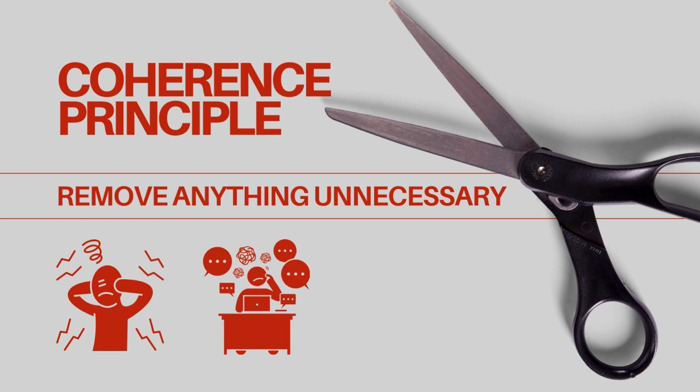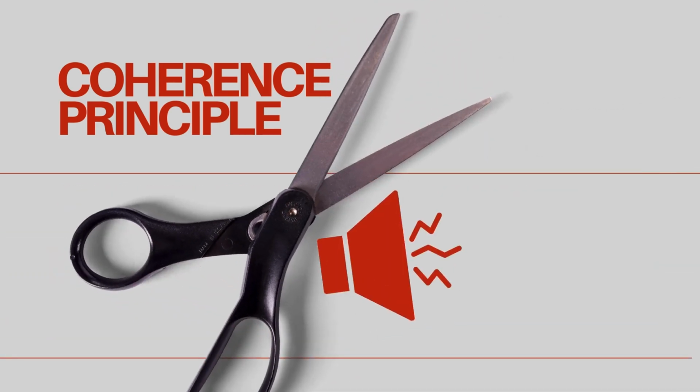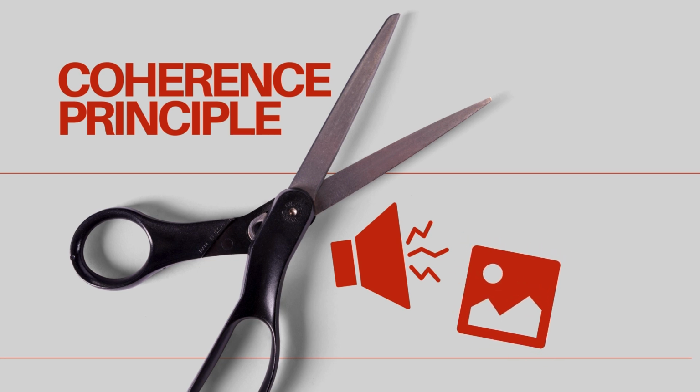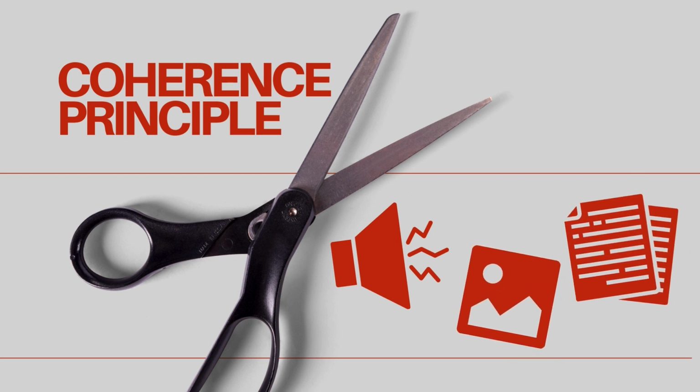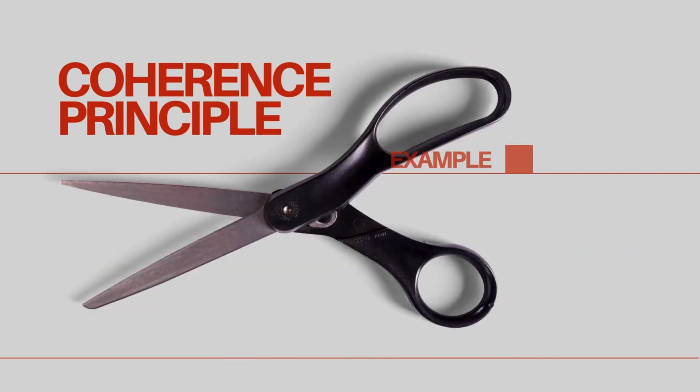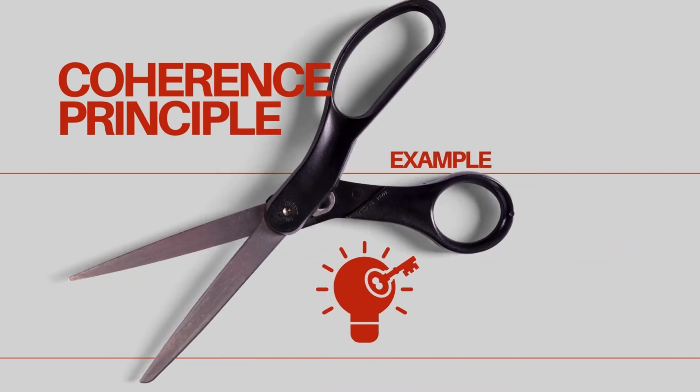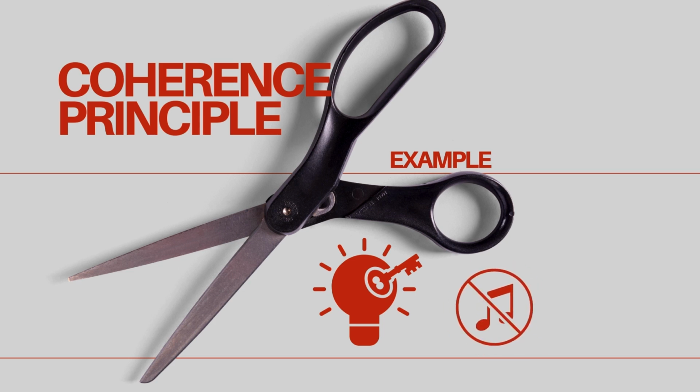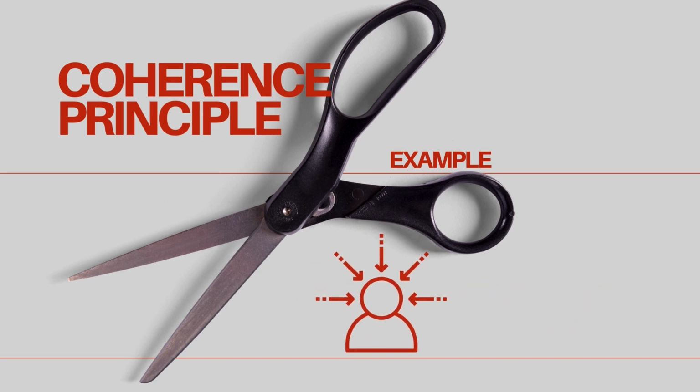Coherence Principle. This principle states that we must remove any content that doesn't directly support learning. This includes background music, decorative images, or excessive explanations that may distract learners. Example: a teacher uses only key points and visuals to explain the geological timeline, no funky music or glittery transitions. The result: better focus and better learning.